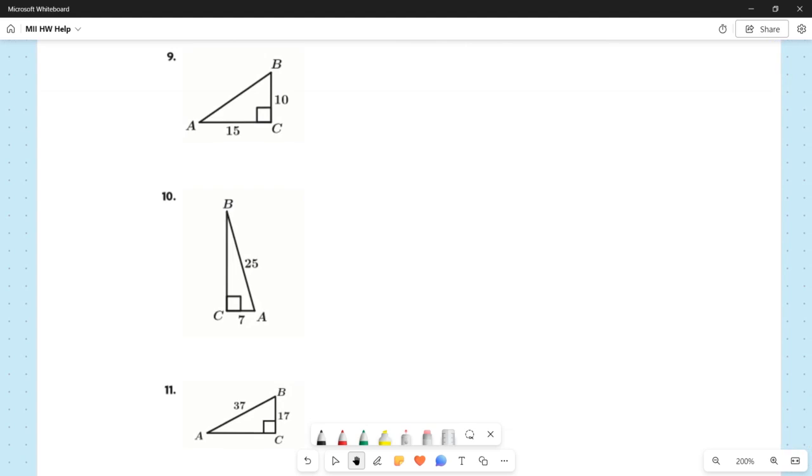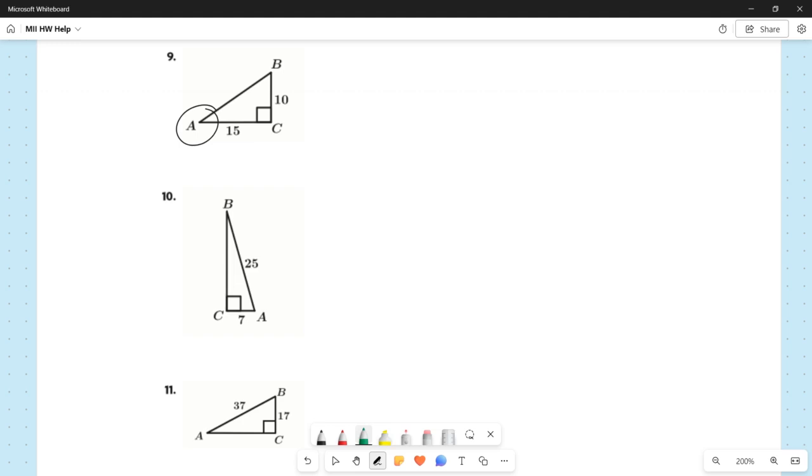All right, so for question 9, we're given a right triangle, ABC. C is a right angle. And we're told that two of our legs are 15 and 10. And again, we're looking for the measure of angle A. So we're looking for the measure of this angle right here.